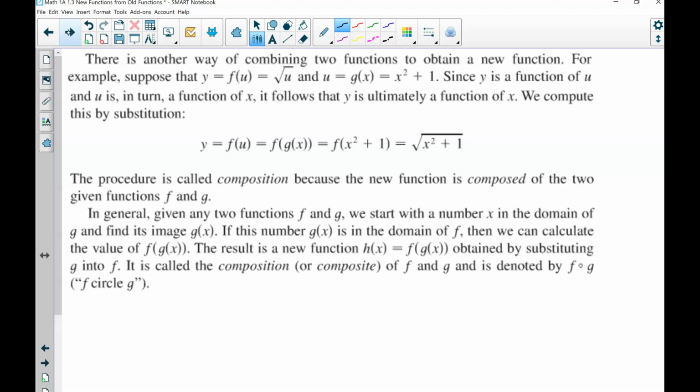And this procedure is called composition because the new function is composed of the two given functions f and g. So in general, given any two functions f and g, we start with a number x in a domain of g and find its image g of x. If this number g of x is in a domain of f, then we calculate the value of f of g of x. The result is a new function obtained by substituting g into f. And again, it is called the composite function.